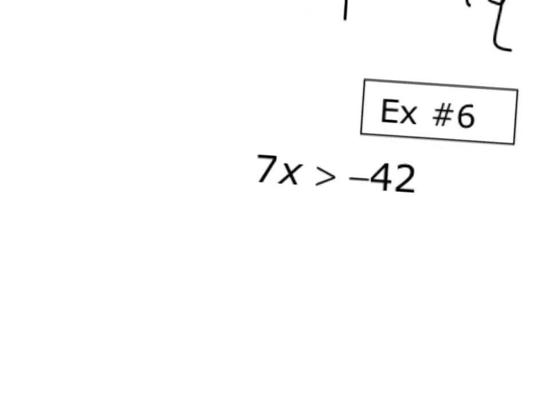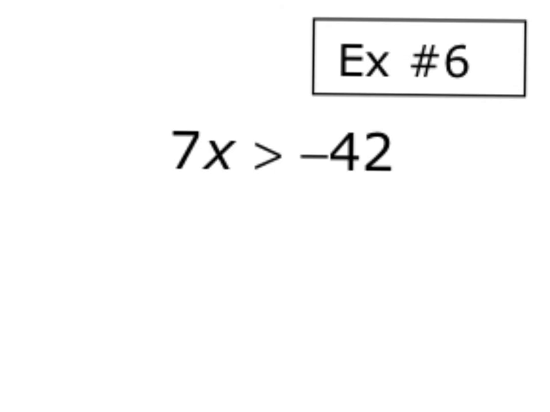Okay, so let's try another one. This time we have 7 times x, so we're going to undo multiplication with division. Good question to ask. Do we need to flip the inequality this time? No, we don't have to flip it this time because we didn't divide by a negative number. We divided by a positive number. So we're just going to solve like we normally would. So divide each side by 7. Those cancel. You bring it all down. X is greater than negative 6. Okay, so your solutions would be negative 5 and all the ones that are greater than negative 6.